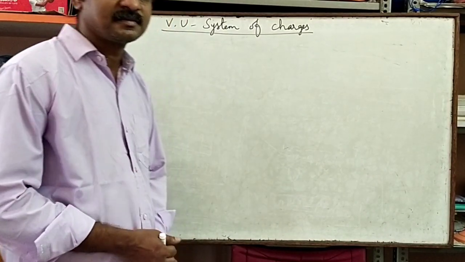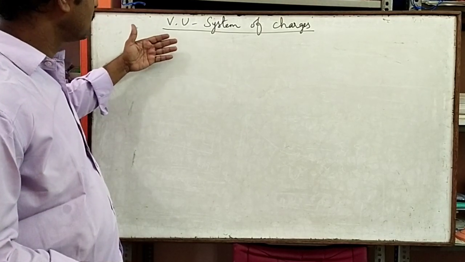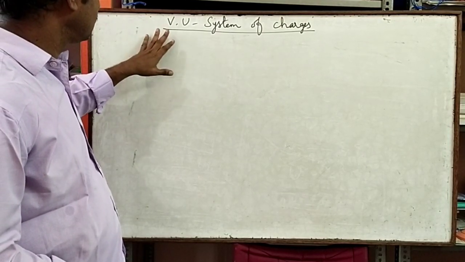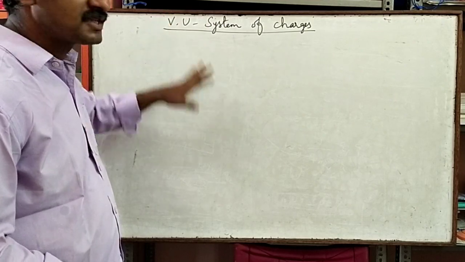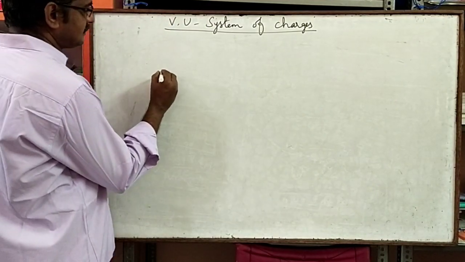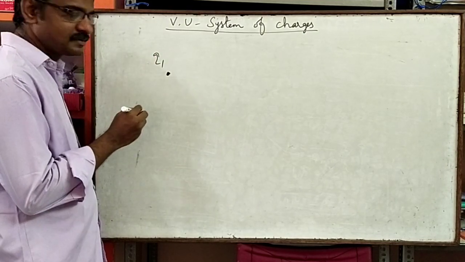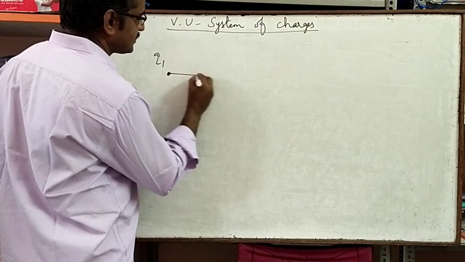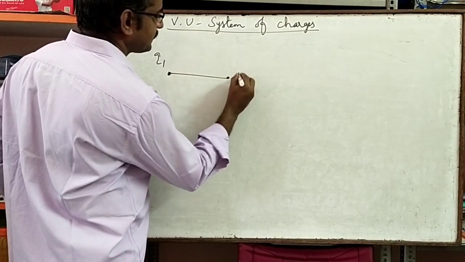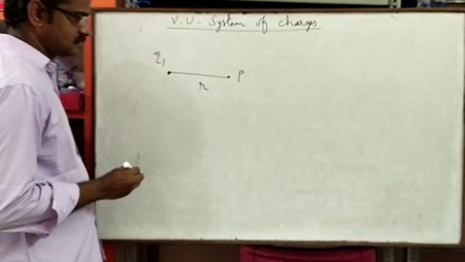Hello students, now let us see the concept electric potential due to system of charges. Imagine Q1 charge is here. Consider a point P at a distance R from the charge.